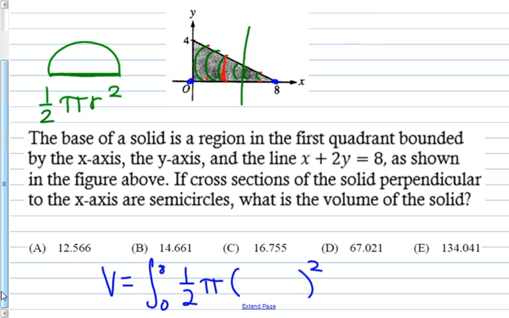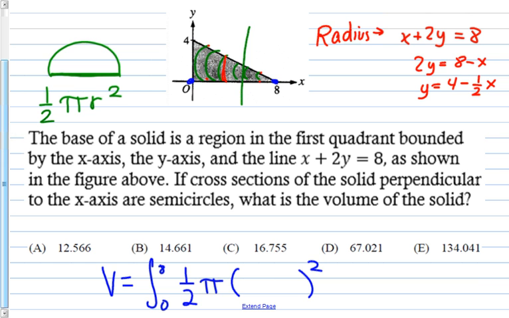Now, it doesn't do me any good as written, okay? For the radius, x plus 2y equals 8 does me no good that way. I need it to be y equals. So solve for y. Okay, so I subtracted x from both sides, then divided by 2 both sides, and I got y equals 4 minus 1 half x. Okay, so that's my radius. So that is what's going to go here.